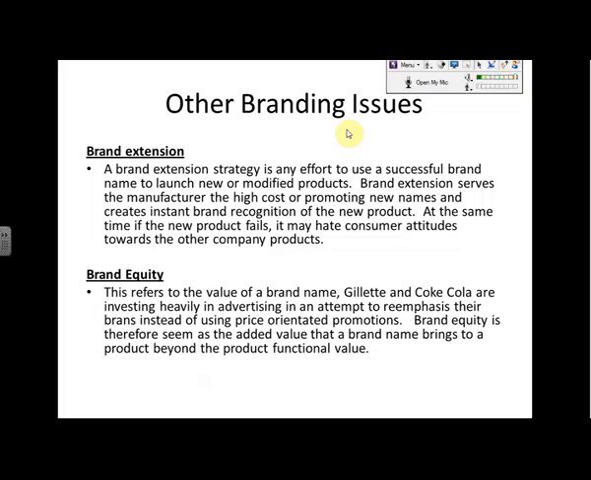Secondly, a brand equity. This refers to the value of a brand name. For example, Gillette and Coca-Cola are investing heavily in advertising in an attempt to re-emphasize their brands instead of using price-oriented promotion. Brand equity is therefore seen as the added value that a brand name brings to a product beyond the product functional value.